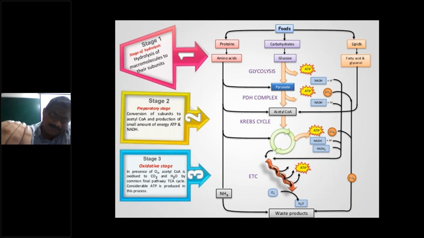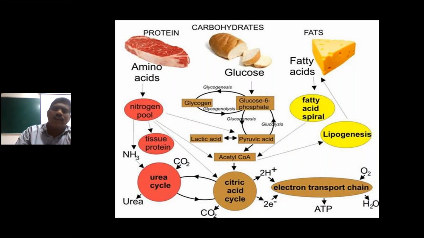So, stage 1 is the stage of hydrolysis, stage 2 is the preparatory stage, and stage 3 is the oxidative stage. In the third phase, the molecules finally enter the electron transport chain and ATPs are released. Ammonia is converted to urea, and urea, water molecules, and carbon dioxide are the waste products. All these take place.